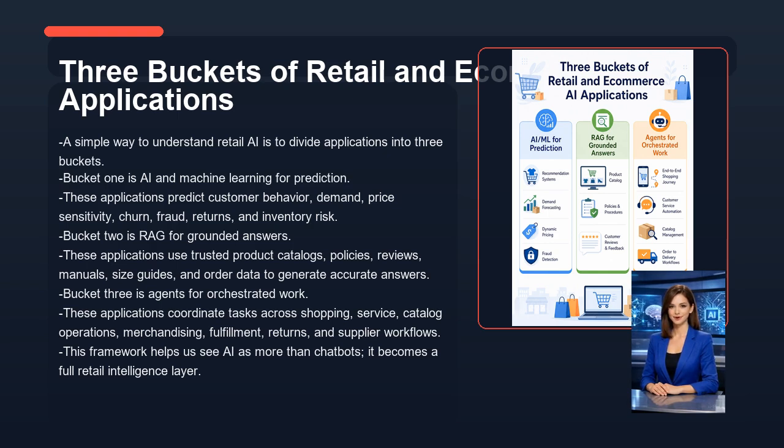Bucket 2 is RAG for grounded answers. These applications use trusted product catalogs, policies, reviews, manuals, size guides, and order data to generate accurate answers. Bucket 3 is agents for orchestrated work. These applications coordinate tasks across shopping, service, catalog operations, merchandising, fulfillment, returns, and supplier workflows. This framework helps us see AI as more than chatbots; it becomes a full retail intelligence layer.